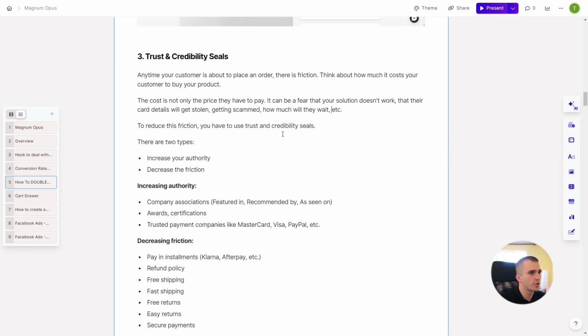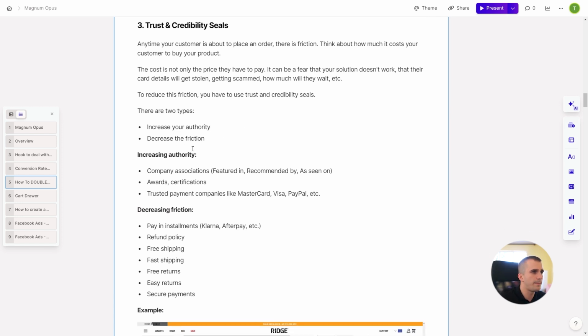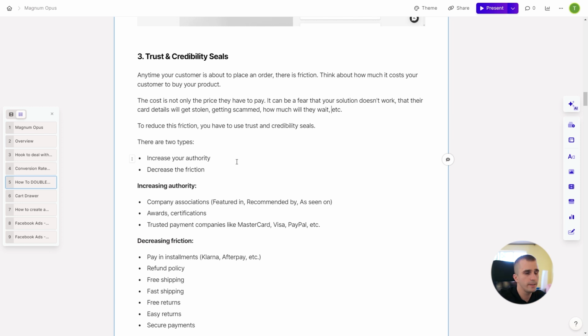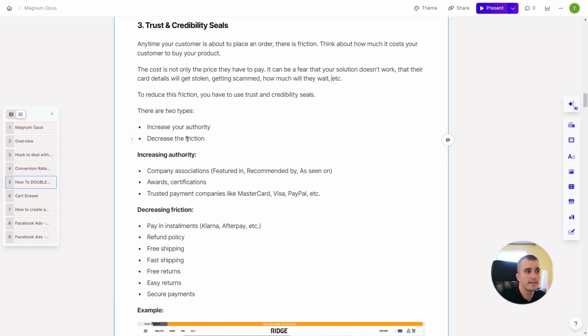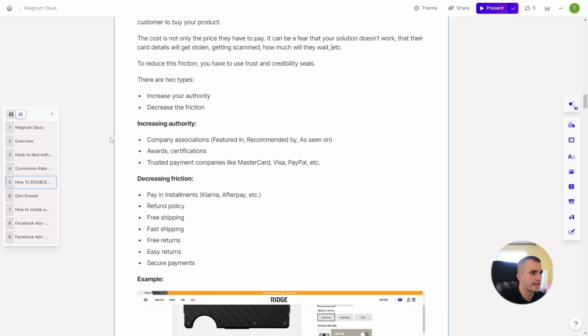To reduce the friction, you have to use trust and credibility seals. There are two types. The first type are the seals that increase your authority, and the next ones are the ones that decrease the friction. Which are the ones that increase the authority? These are, for example, company associations like as featured in, as recommended by, as seen on, because when people see these, they know you're a credible company that has been featured in all these magazines, and they will trust you more because these older brands trust you. That way you transfer that trust value from these companies and increase your trust level.